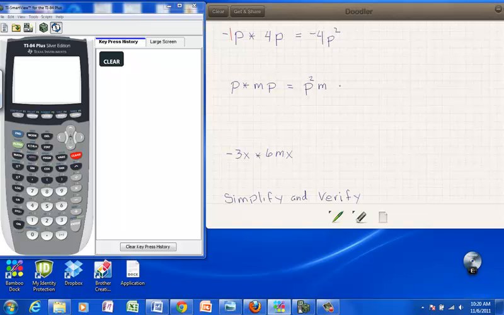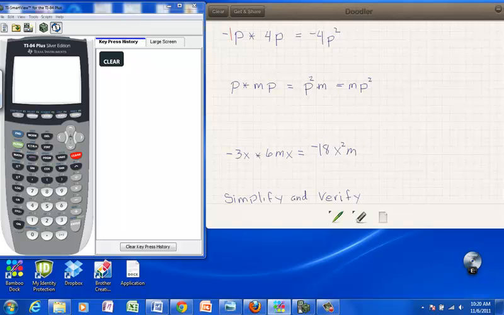m. Now the order you write things in is not important, so it's totally okay if you wrote m and then p squared. Notice that the square is only applying to the p, that there were 2 p factors and only 1 m factor here. Negative 3 times 6 would be a negative 18. I've got x times x, so that's x squared. And we have an m factor.